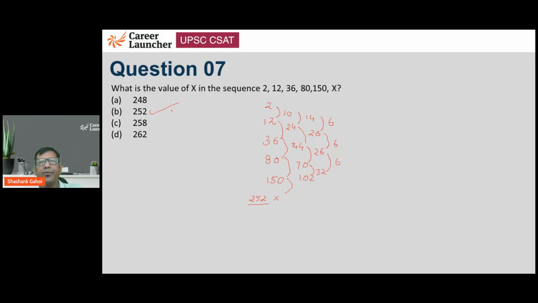So a lot of times when you are going to get the questions of sequence, you can just take out the differences of differences, eventually you are going to get the answer. इतना difficult नहीं होता है.